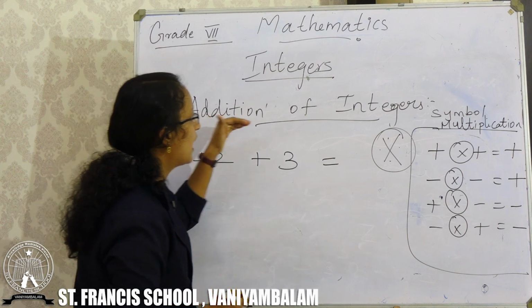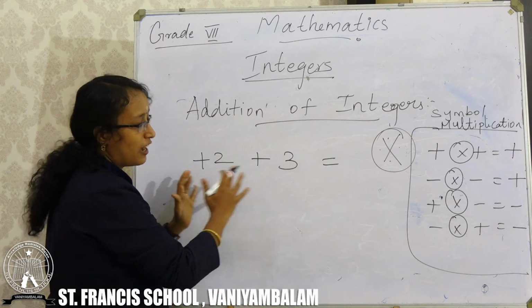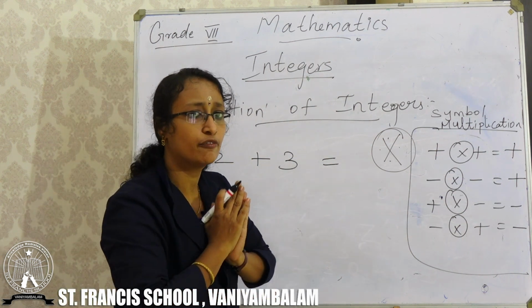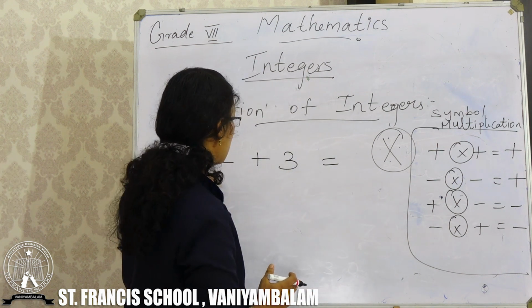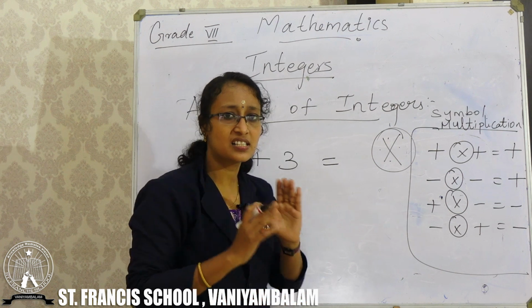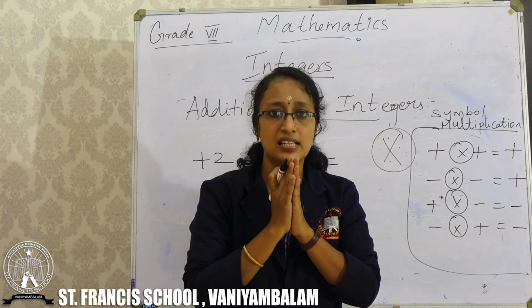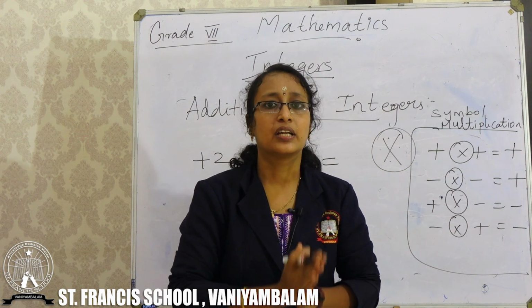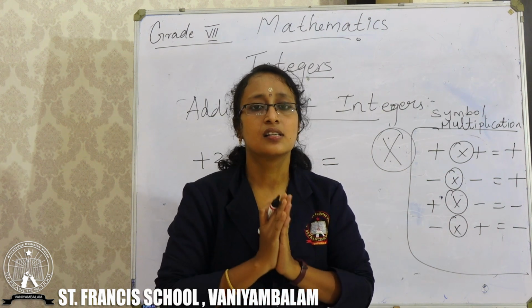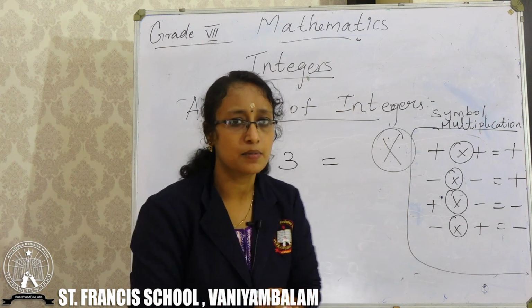Now we are going to add the integers. You have no brackets here. If you have two positive integers, what is the answer? Plus 2 plus 3. Just check. If the symbols are same, you add it and put the greater number symbol. If the symbols are different, subtract it and put the greater number symbol.